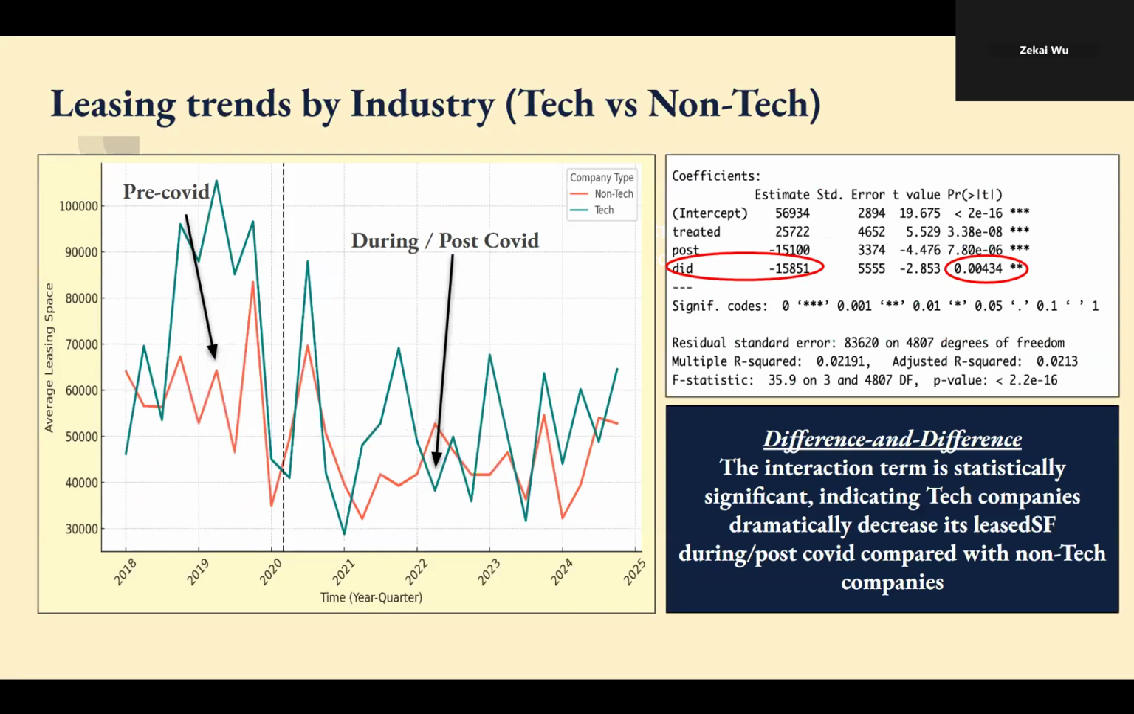From the previous leasing trend, we discovered that tech companies show a more dramatic decrease after COVID, probably due to the change of working mode into remote and hybrid. We then performed a difference model indicating that in the pre-COVID period, tech and non-tech had a similar trend, but show a distinctive trend after COVID, especially that tech companies are decreasing their amount of leased space.